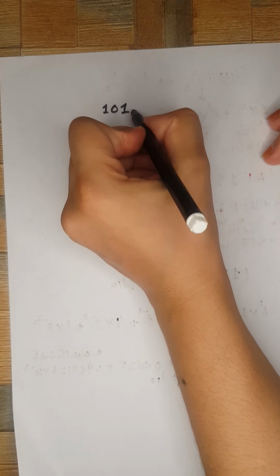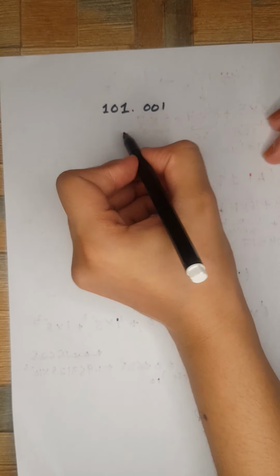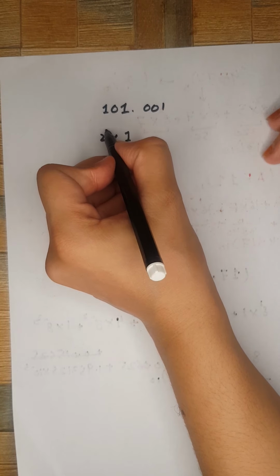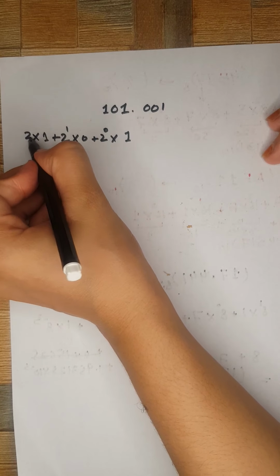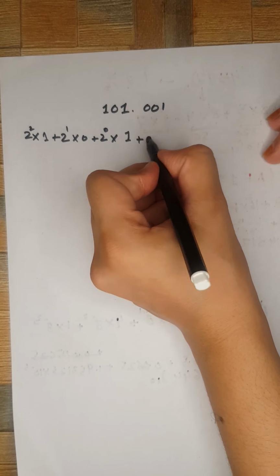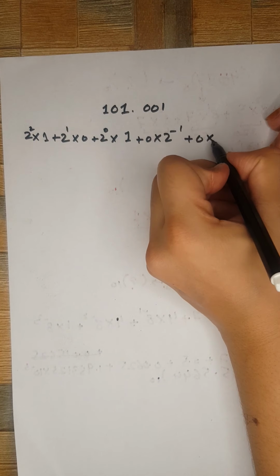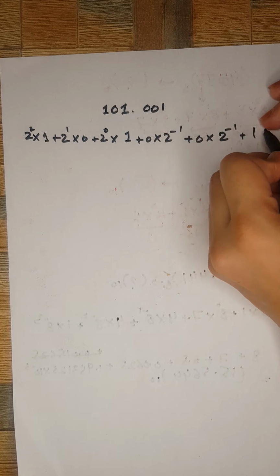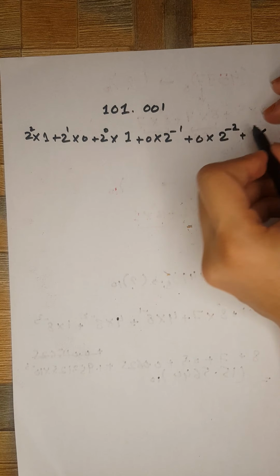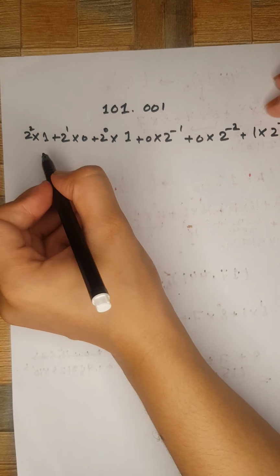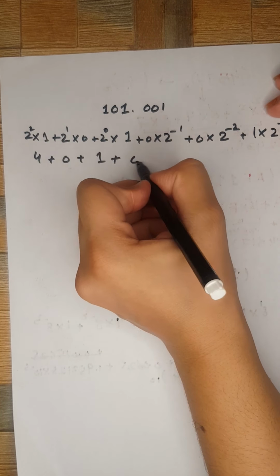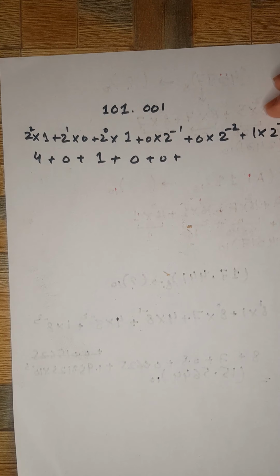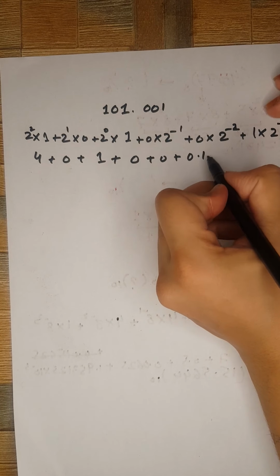If we have 101.001, all we need to do is 1 multiplied by 2 raised to power 0, plus 0 multiplied by 2 raised to power 1, plus 1 multiplied by 2 raised to power 2, then plus 0 multiplied by 2 raised to power minus 1, 0 multiplied by 2 raised to power minus 2, plus 1 multiplied by 2 raised to power minus 3. Fine. So 2 squared is 4, plus 0, plus 1, plus 0, plus 0, plus 1 over 8, which is equal to 0.125.